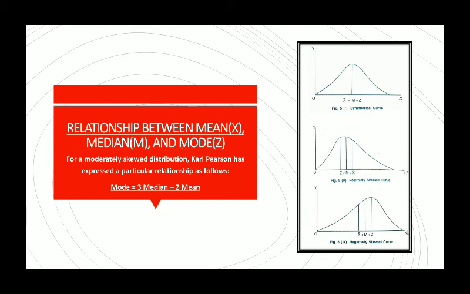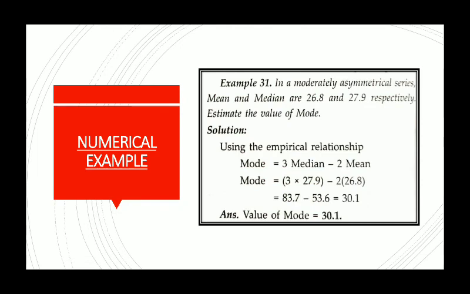So you can see an example here to understand this. In a moderately asymmetrical series, mean and median values are given here and we have to estimate the mode. So using the empirical relationship, mode equal to 3 median minus 2 mean, just put the values and get the answer 30.1. So we can calculate the value of mode in that way also. So this was it for this chapter.